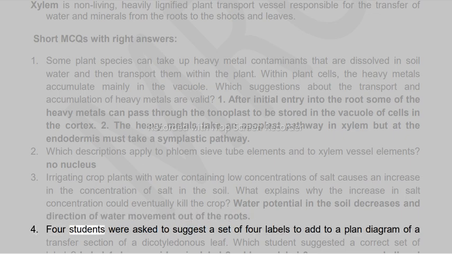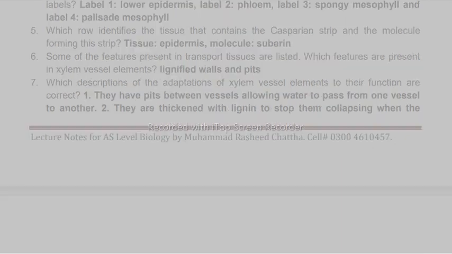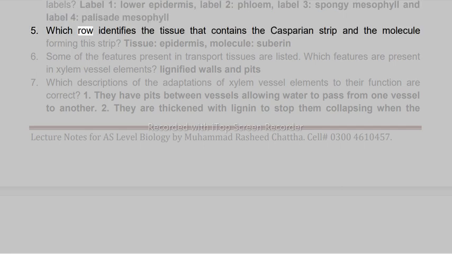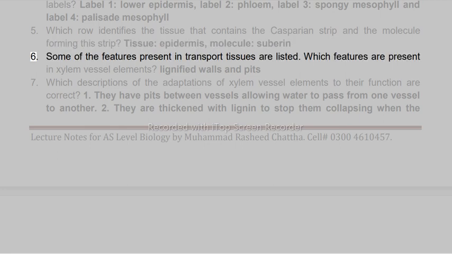4. Four students were asked to suggest a set of four labels to add to a plan diagram of a transverse section of a dicotyledonous leaf. Which student suggested a correct set of labels? Label 1, lower epidermis, Label 2, phloem, Label 3, spongy mesophyll, and Label 4, palisade mesophyll. 5. Which row identifies the tissue that contains the Casparian strip and the molecule forming this strip? Tissue, epidermis, molecule, suberin.